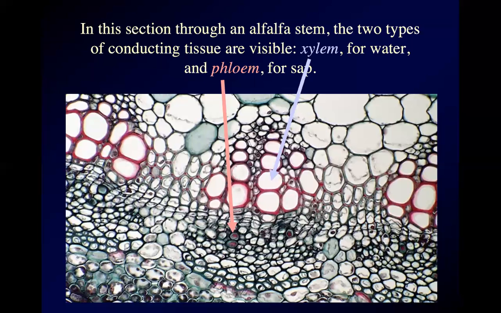The roots need sugar as food, right? The roots are living and growing. They need an energy source. And so xylem carries water up and phloem carries sap down. This particular picture happens to show the difference fairly clearly.